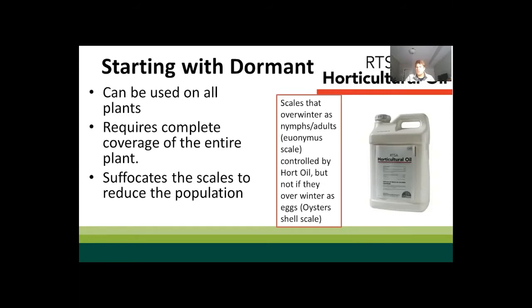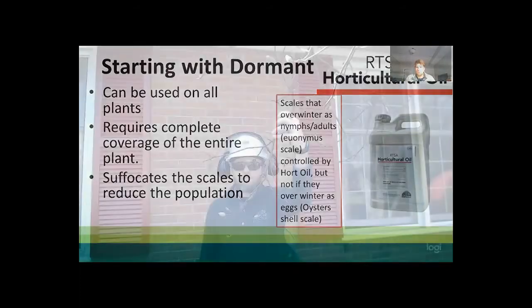It's a broad spectrum tool, but it's quite environmentally friendly. It's designed to reduce that population, as I mentioned, with those overwintering females with their eggs. This is going to suffocate them. So I'll kick it over to Patrick here. He's going to go over horticultural oil.